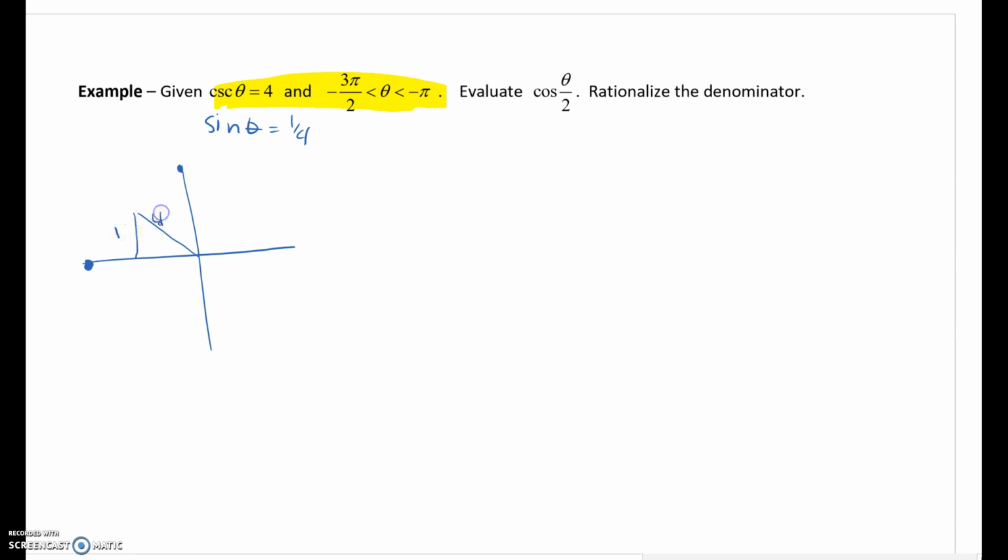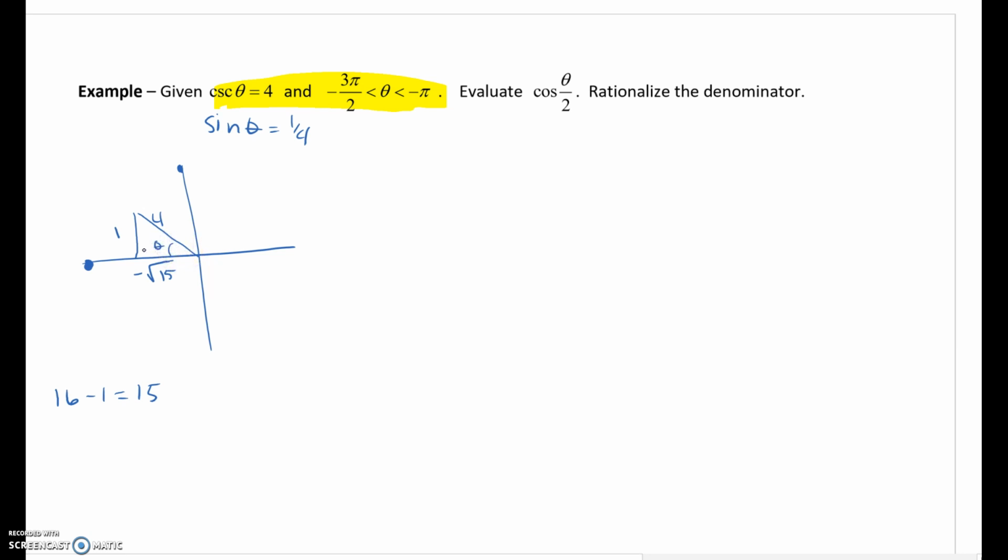Sine is opposite over hypotenuse. We need to find our third side. So 16 minus 1 is 15. This is negative square root of 15, because your x is going to be negative in the second quadrant. So this is our angle theta, right? And we're trying to do the half angle.